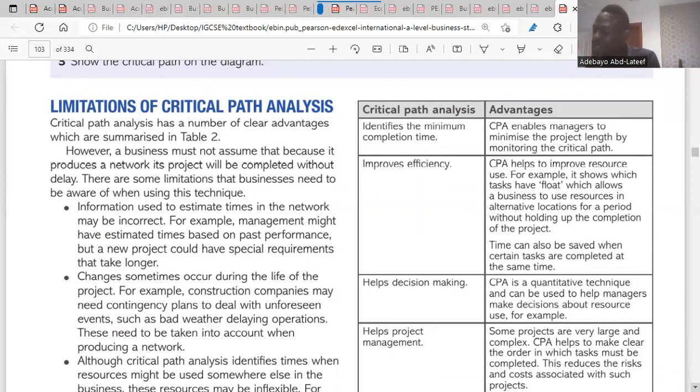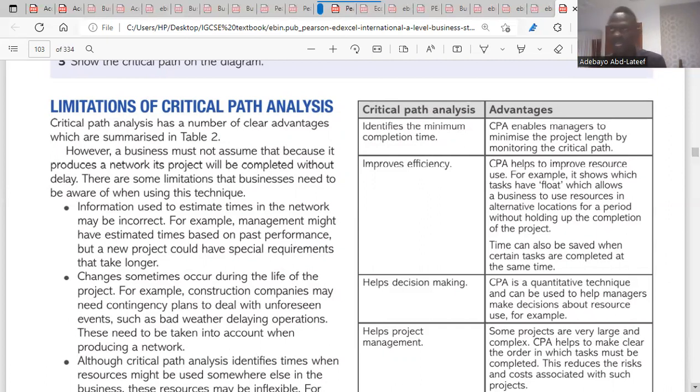Two, change is the only constant thing. Therefore, changes sometimes occur during the lifetime of a project. The only constant thing in life is change. So that means during the life of that project, different changes might occur. Economic and external factors could affect the project, but you wouldn't have put them into consideration when you were making your critical path analysis. Do you get what I'm saying here?